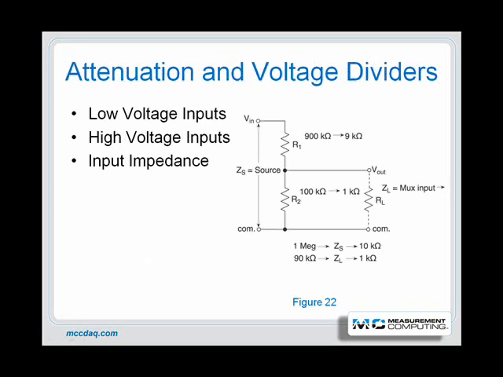We now come to the topic of attenuation and voltage dividers. Most data acquisition system inputs can measure voltages only within a range of 5 to 10 volts. Any voltages higher than this have to be attenuated. Simple resistive dividers can easily attenuate any range of voltages, but 2 drawbacks complicate this simple solution.